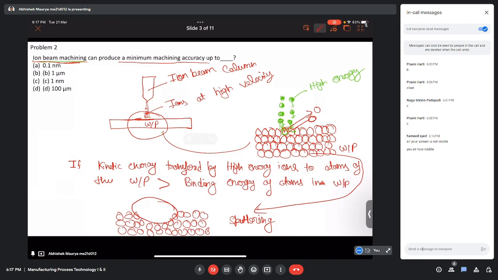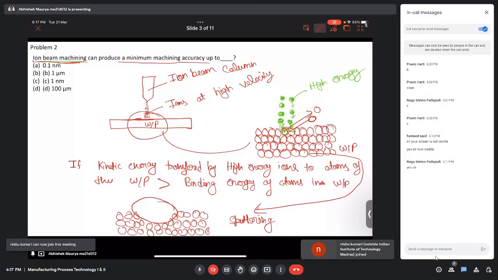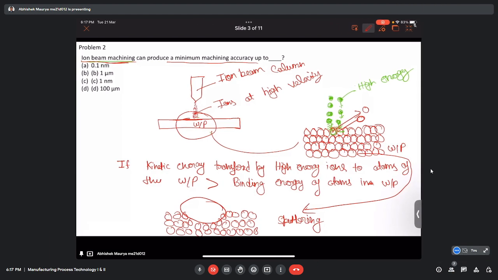Amit, is my screen visible to others, because Hamid is having some problem? Okay, so it might be some internet connection issue from your side. You can disconnect and reconnect, because others can see my screen. Okay, so we will resume.